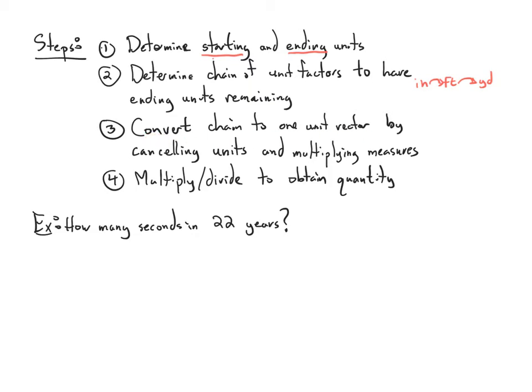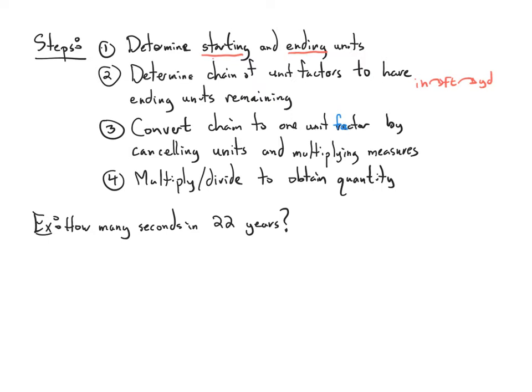And then once we did that, the next thing we did is we canceled off the units in the top and bottom until we were just left with the units that we wanted. So we wanted to convert the whole chain to 1 unit factor. I have this written incorrectly, sorry guys. It says vector, but it should be, I'll write it here in blue so you know what I'm changing, factor. Sorry about that. Convert chain to 1 unit factor by canceling units and multiplying the measures. And then finally at the end, we had the units we wanted. We just needed to do a little multiplication or division to obtain the quantity in our new units.